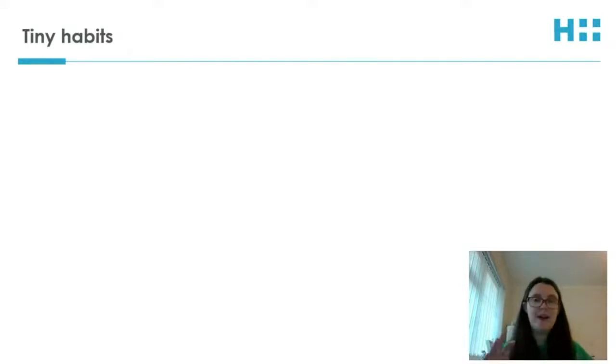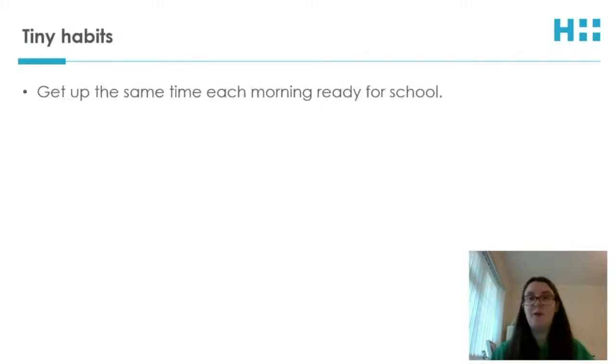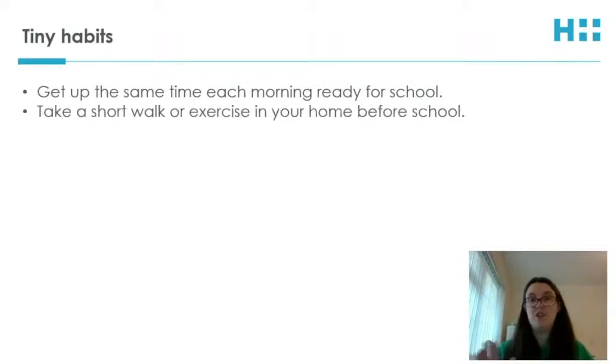So let's look back at that example of needing to get the grades that you would like to get. One thing that you could do to help yourself get towards those grades is get up at the same time each morning, ready for school. Take a short walk or exercise in your home before school. This is a really important one, and it's great because it helps you get your mind completely where it needs to be. You'll feel such a difference in your energy levels and your concentration levels if you do a little bit of exercise every morning.